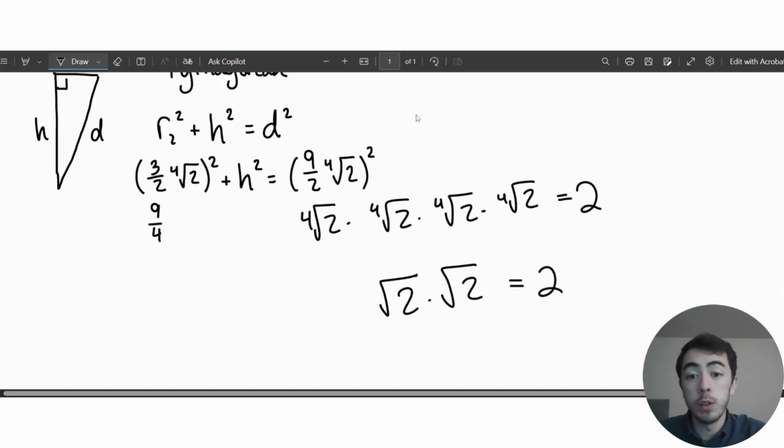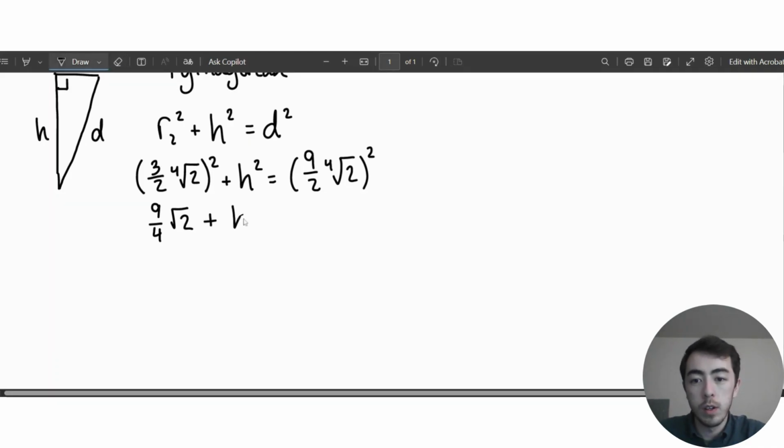And actually, comparing these two equations, if I group it like this, you can see how the fourth root of 2 times the fourth root of 2 should get me the square root of 2. And that's what I'm going to put right here. I still don't know what h is, so I'll keep it as h squared. And I'll simplify the right side in a similar way to how I simplified the left part of this equation here.